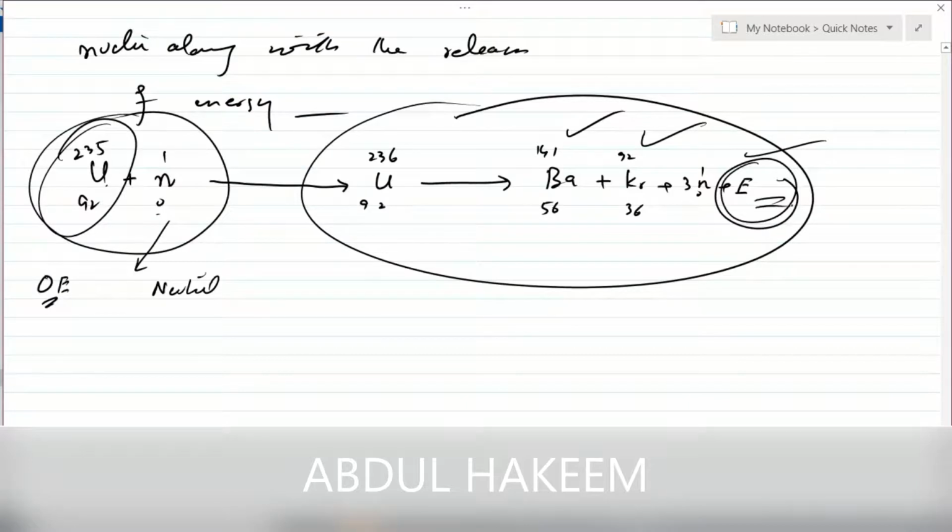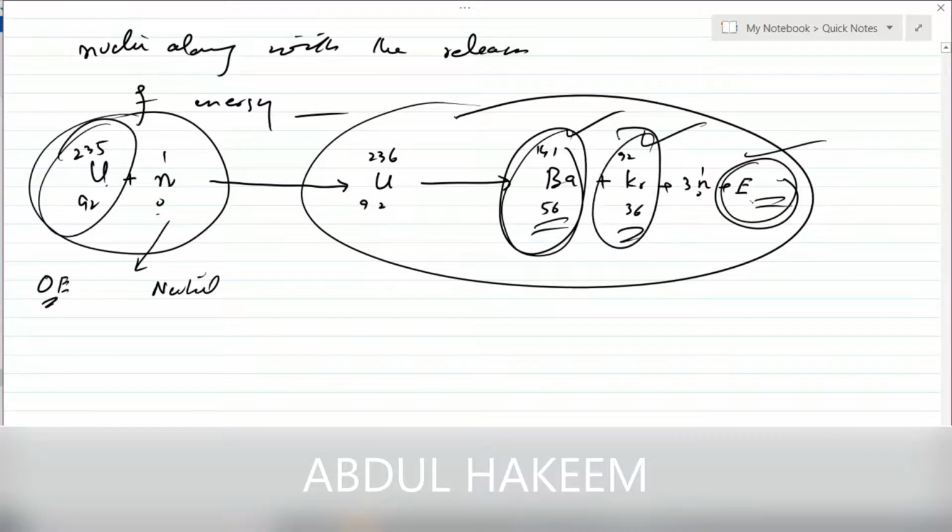So here the nucleus is unstable, already unstable. This neutron is attracted by the nucleus. Due to the collision, it splits into two light nuclei, krypton and barium, along with the release of energy. The binding energy per nucleon of the barium and krypton is greater than the binding energy of uranium 235 and 236. So both of those are unstable, but these two are stable.